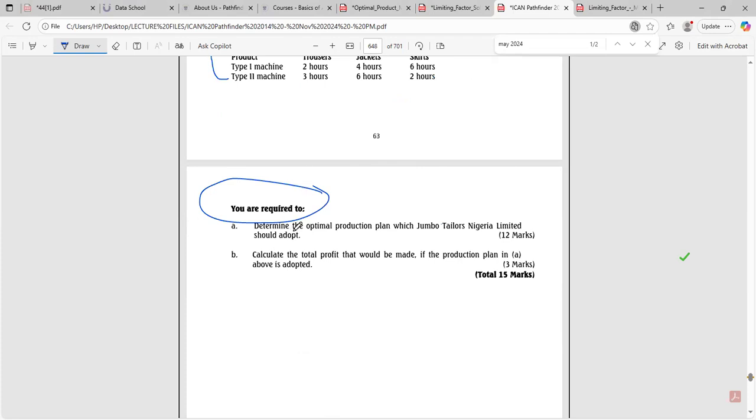Now they said determine the optimal production plan. When I see the word optimal production plan, I already know this is limiting factor. There's nothing you want to tell me again. I know this is limiting factor. They say determine the optimal production plan which Jumbo Taylor Nigeria Limited should adopt. This is 12 marks. Even if I'm sleeping, if I'm dull, I can never fail this question.